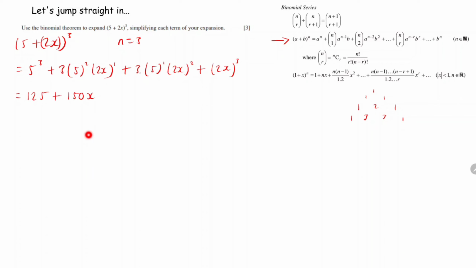The next term, we've got 3 times by 5, which is 15, 2 squared, which is 4, and 15 times by 4 gives us 60. So it'll be 60x squared. And the last term, 2 to the power of 3 is 8, and x cubed after. So that is our expansion. Now what that means is if we substituted x equals a number, so for example, let's make x equal to 2, we would get the same answer if we substituted into this term as if we substituted into this original term here.